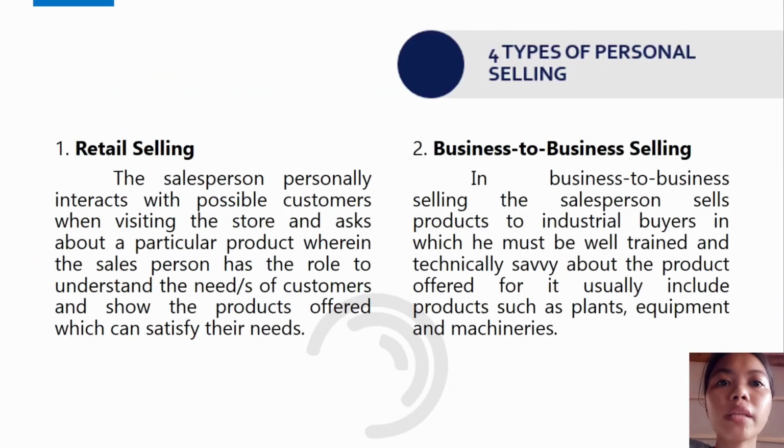So there are 4 types of personal selling. The first one is retail selling. The salesperson personally interacts with possible customers when visiting the store and asking about a particular product, wherein the salesperson has the role to understand the needs of customers and show the products offered which can satisfy their needs.